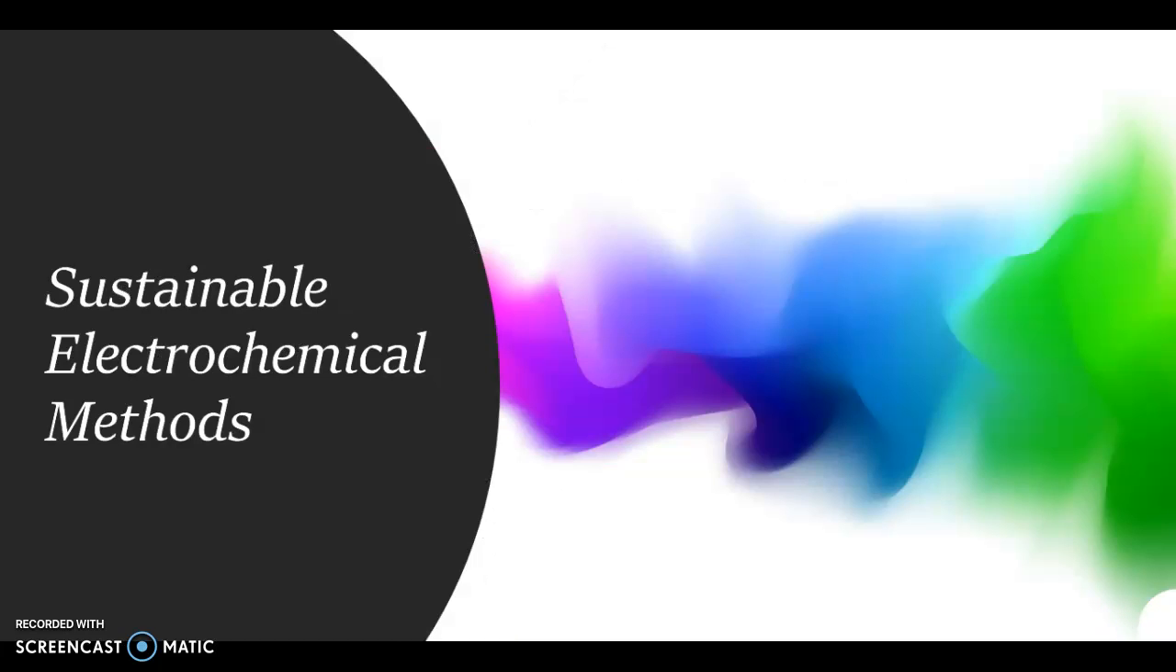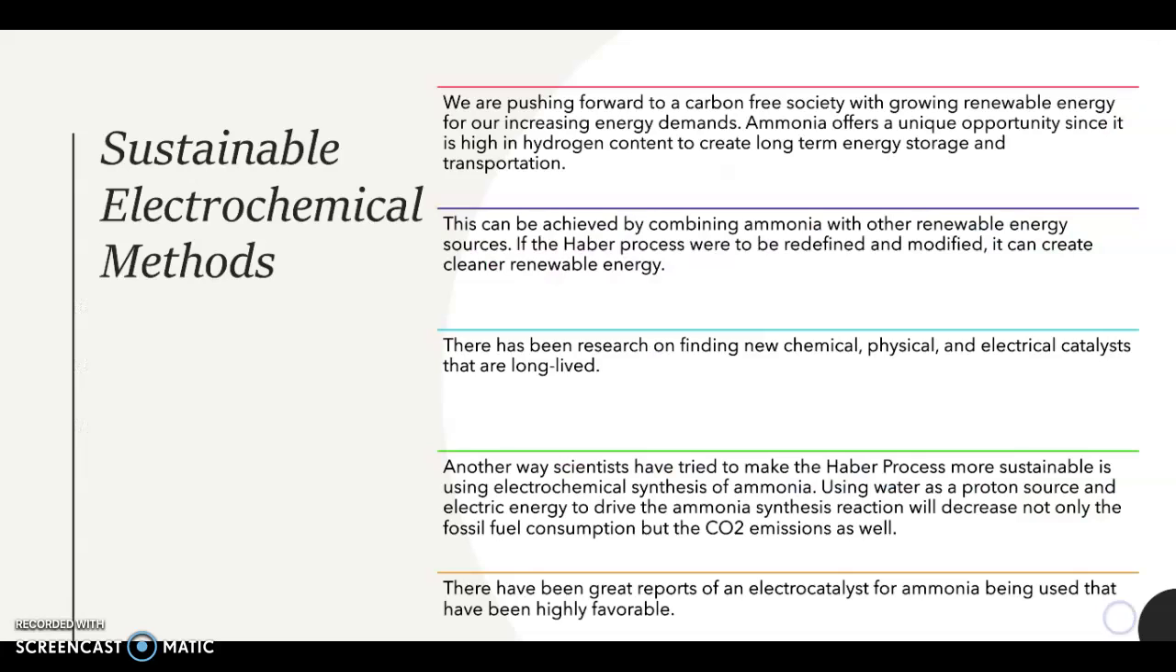Sustainable electrochemical methods. We are pushing forward to a carbon-free society with growing renewable energy for our increasing energy demands. Ammonia offers a unique opportunity since it is high in hydrogen content to create long-term energy storage and transportation. This can be achieved by combining ammonia with other renewable energy sources. If the Haber process were to be redefined and modified, it can create cleaner, renewable energy.